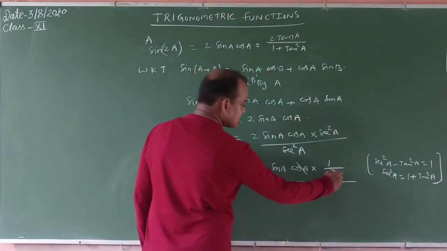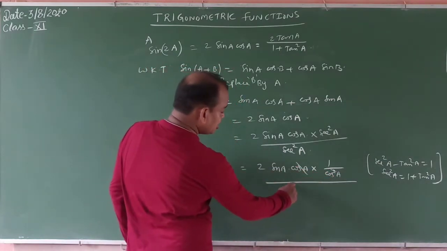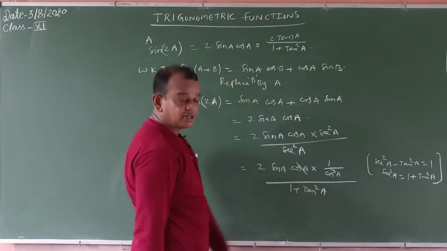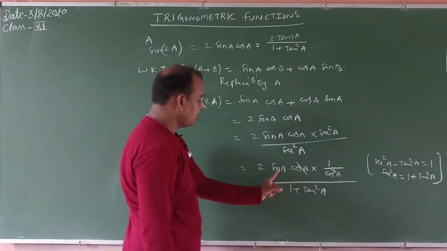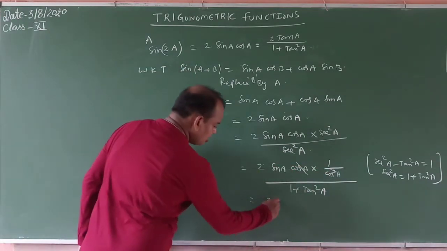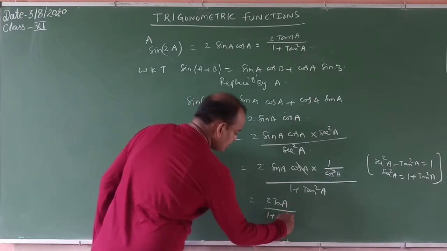Now here cos cancels, remaining sin A by cos A. Here what happened? This is 1 plus tan square A, since secant square A means 1 plus tan square A. Now here cos cancels. What is the remaining? Sin A by cos A, which means tan A. Already 2 is there. So 2 tan A by 1 plus tan square A.